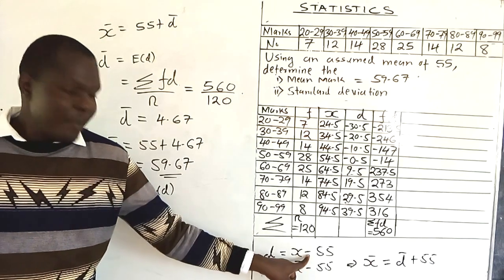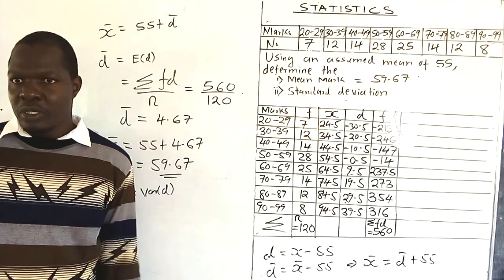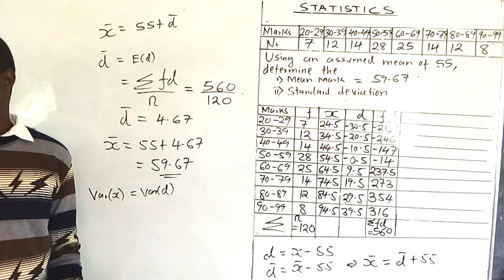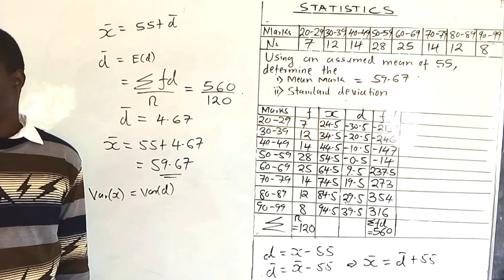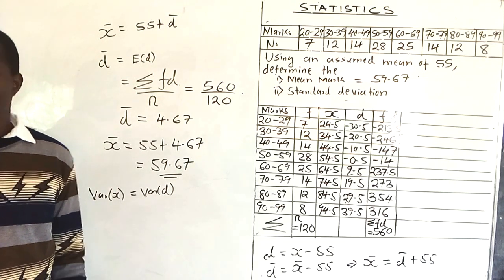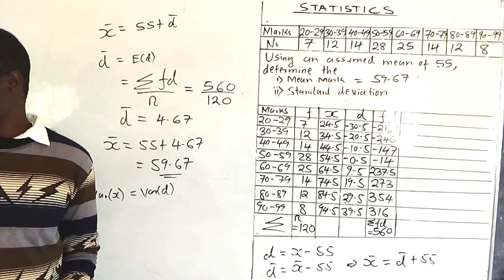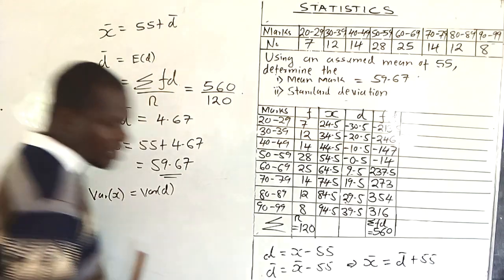But here we did not divide by the class interval. Are we together? It was just x minus assumed. And we proved that the variance of x was the same as the variance of d. Are we together? Yes. So it means the moment you get the variance of d, you have found the variance of x. So what is the variance of d?